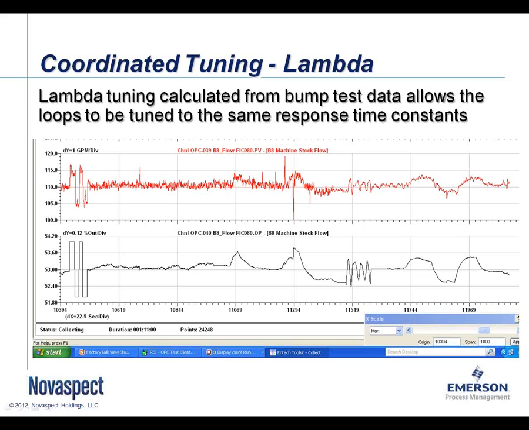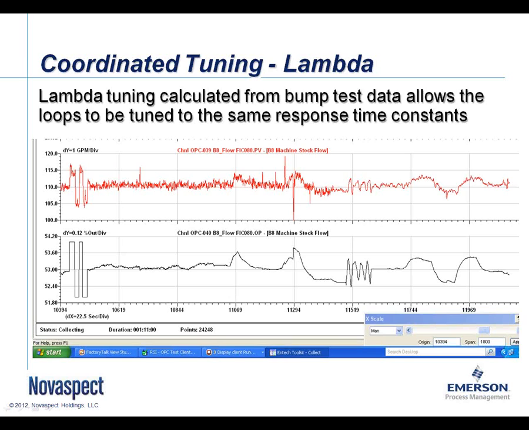But truthfully, Lambda method is very simple to do. We most commonly do it with just whatever trending package you have available, and then using a spreadsheet to do the calculations. I've done it with as little as a stopwatch and a strip chart. So it really can be done on any system with just about minimal tools. And it, again, allows you through a very simple test where you just bump the output in manual, open loop, to collect data and characterize that open loop response so that you can then pick the closed loop response time that you want.